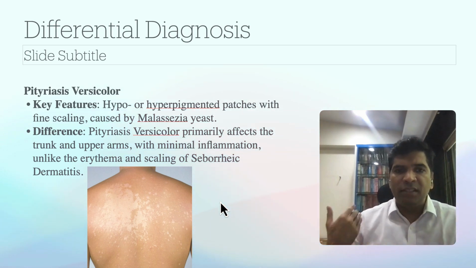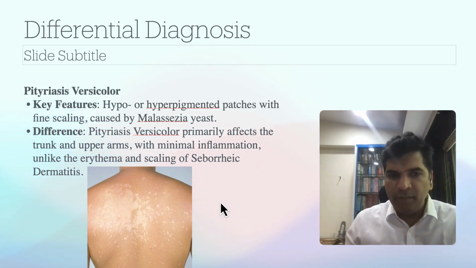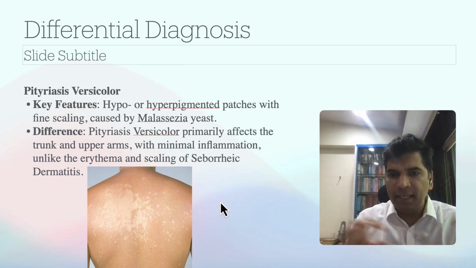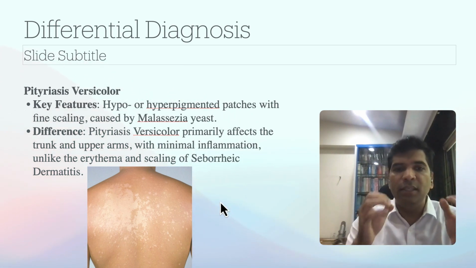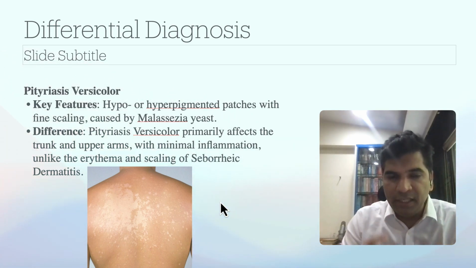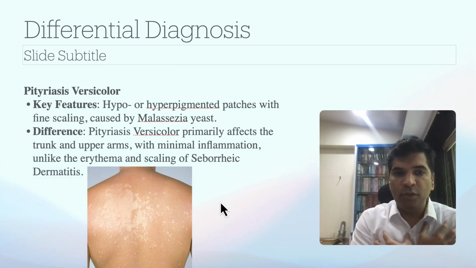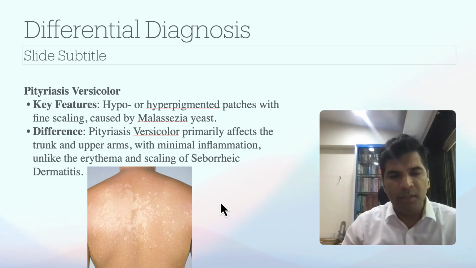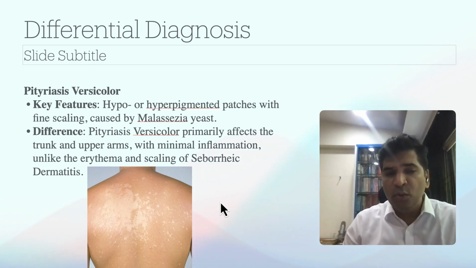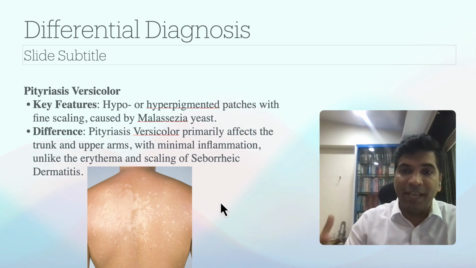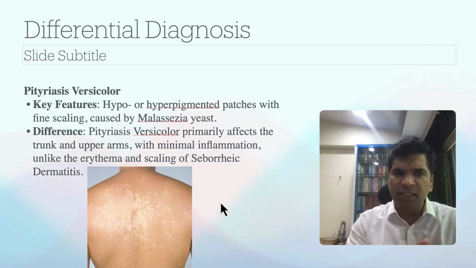It primarily affects the trunk and the upper arms. There is minimal inflammation, minimal redness, minimal scaling, and minimal itching in pityriasis versicolor. Just white patches, usually on the face, upper body and back. Very commonly you see it in kids, especially those who sweat a lot and then dry up under the fan. You get this pityriasis versicolor.